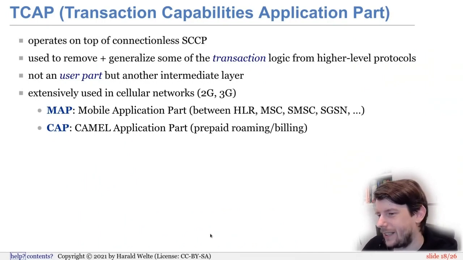So TCAP is like an adapter that sits between SCCP and a higher level protocol that takes care of some transaction logic. And its main two users in cellular telephone networks are the MAP, the mobile application part, which is the signaling used between most of the core network elements, and CAP, the camel application part, which is used for prepaid roaming and billing purposes in 2G and 3G networks.